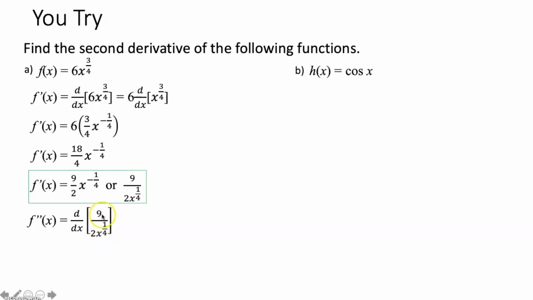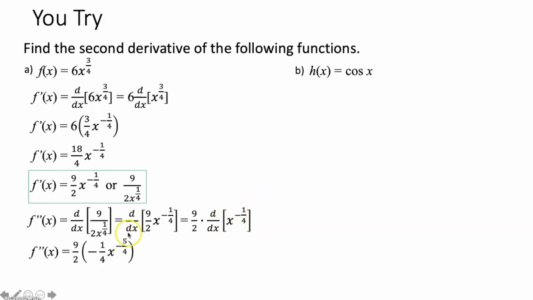So what we can do then is instead rewrite this as 9/2 times x to the negative 1/4 power. With this, we can take that 9/2, move it out front of the derivative sign using the constant multiple rule, and now all we have to do is just take the derivative of x to the negative 1/4 and then multiply it to 9/2. So we don't need the quotient rule. So what's the derivative of x to the negative 1/4 power? Well, we use the power rule. It becomes negative 1/4 x to the negative 1/4 minus 1 power, which is negative 5/4.